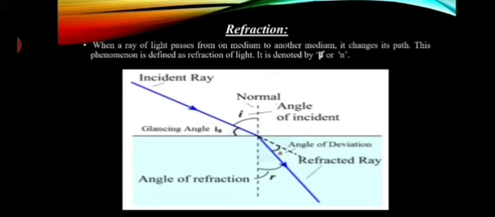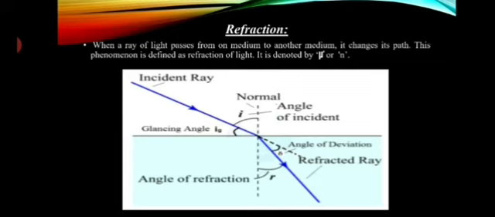The total angle of deviation gives the extent to which the incident ray changes its path. That angle of deviation is nothing but the angle between the incident ray, which is extended into the other medium, and the refracted ray. So refraction is nothing but deviation of light when it passes from one medium to another medium.